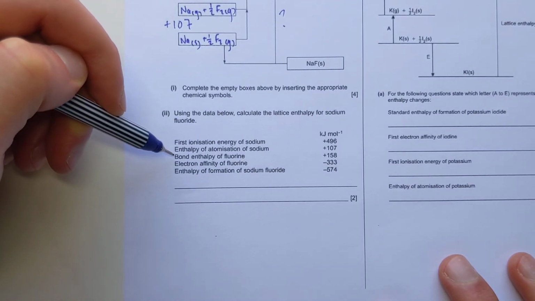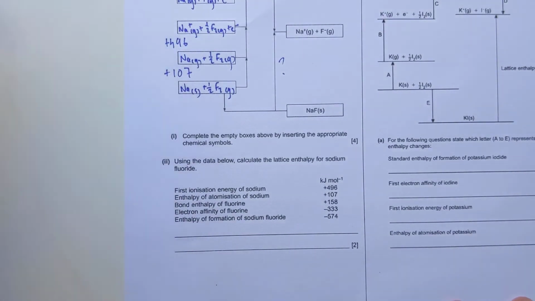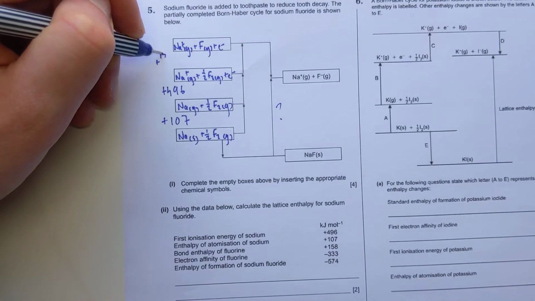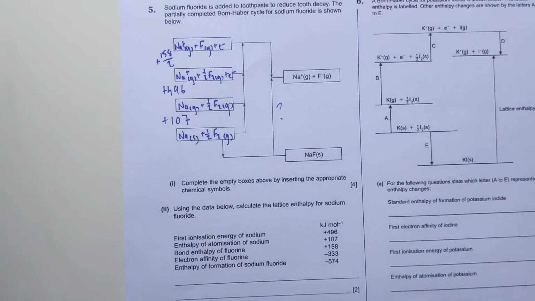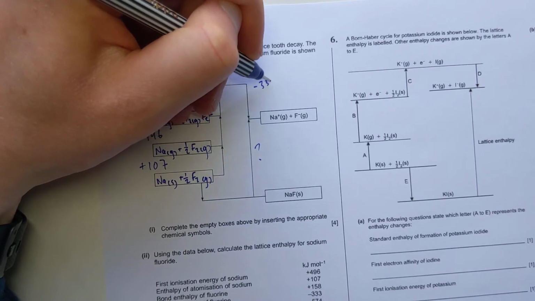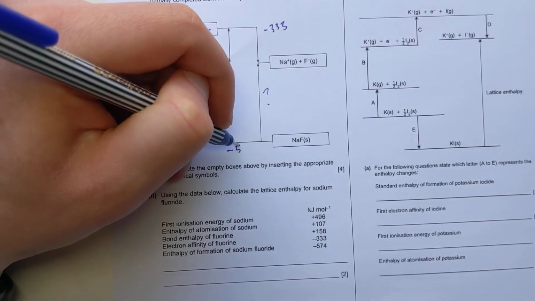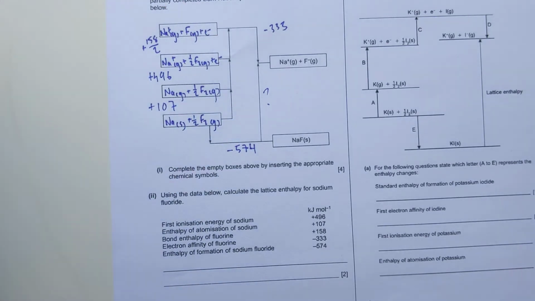That value is for breaking 1 mole of fluorine bonds. We're breaking half a mole of fluorine bonds here. So I'm going to do plus 158 over 2. Electron affinity of fluorine, nothing wrong with that, so that's minus 333. And my formation of sodium fluoride is minus 574.